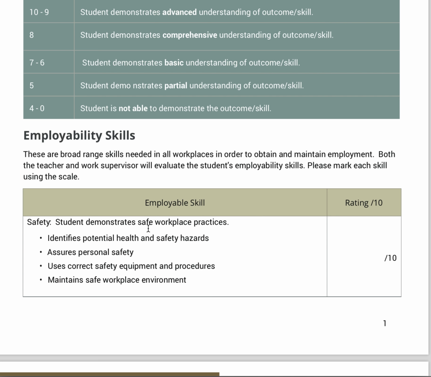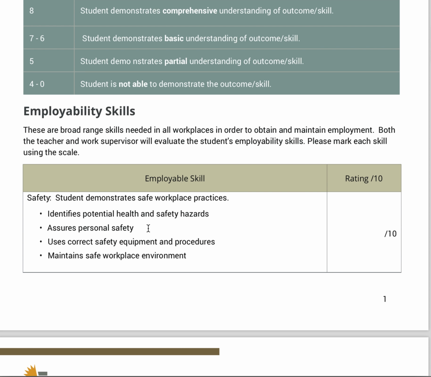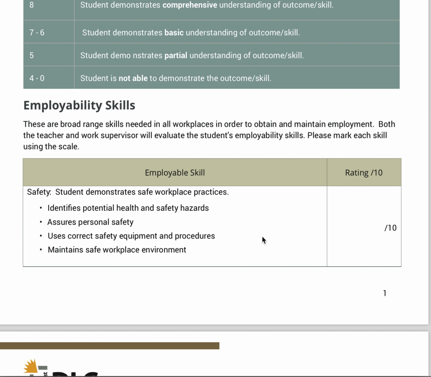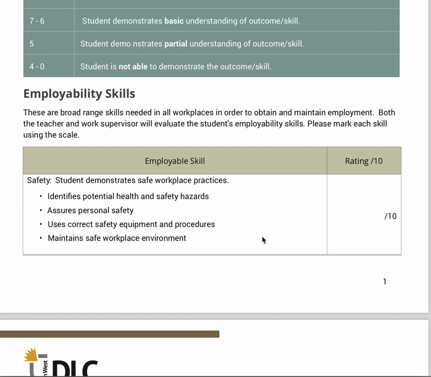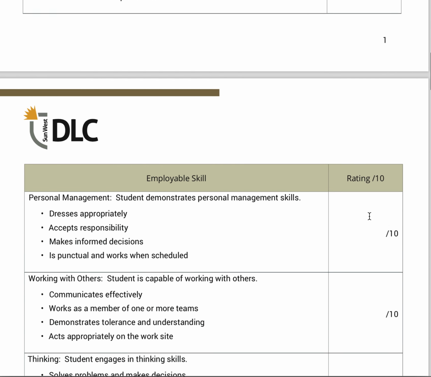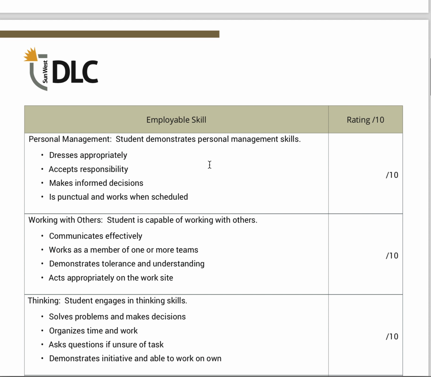So for example, in this, we are going to evaluate the student's safety skills. Does the student identify potential health and safety hazards? Do they assure personal safety? Do they use correct safety equipment and procedures? And do they maintain a safe workplace environment? So the person that is directly in charge or supervising the student at the work placement would give a rating here out of 10.